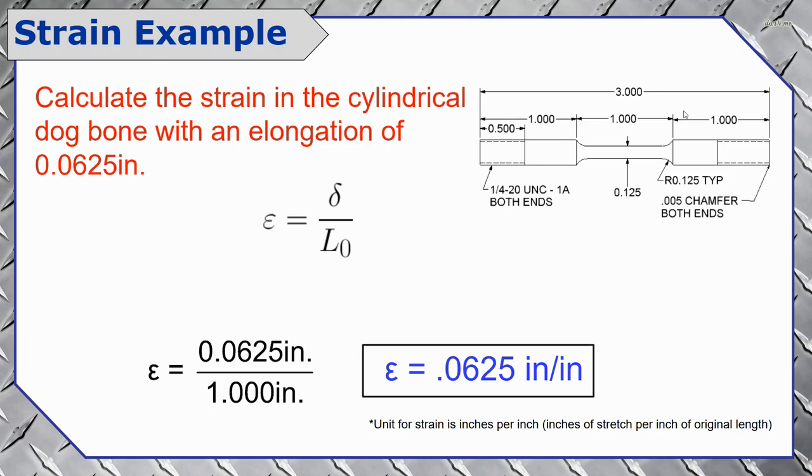So our strain works out to 0.0625 inches per inch. That's what our unit looks like for strain. It's a unit of length per unit of length. You might be tempted here to have those inches cancel out and offer up a unitless answer here. But this is a ratio. It's a ratio of how much it will stretch per unit of original length.